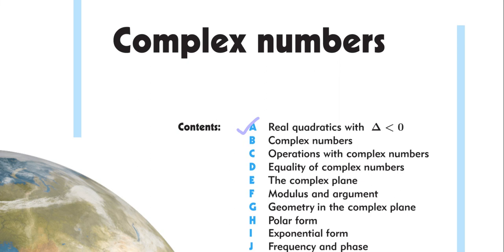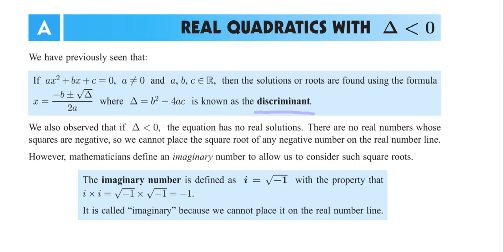Hi guys, today we'll be looking at the concept of complex numbers, real quadratics with discriminant which is less than 0. Looking at some prior knowledge, we would have to know what is a discriminant. So we know that this is a quadratic, ax squared plus bx plus c equals 0. This is a quadratic equation. And we really know that.